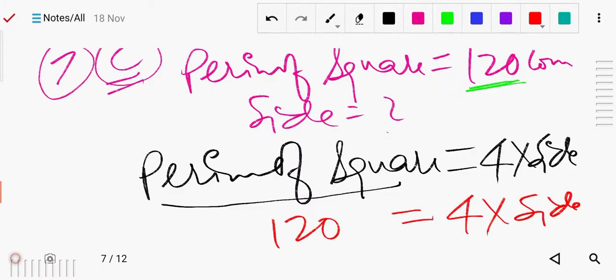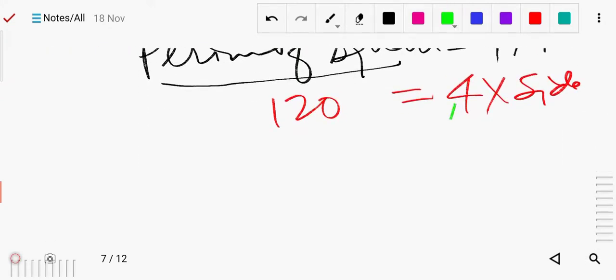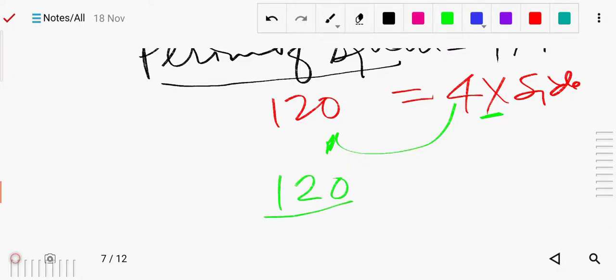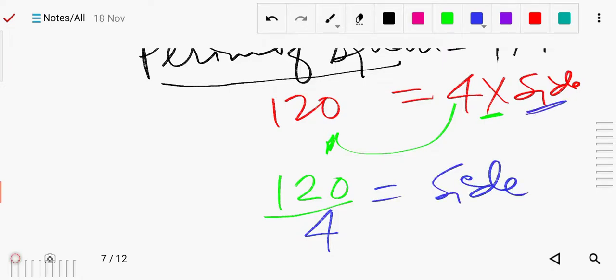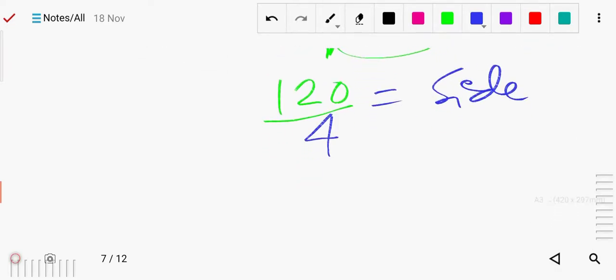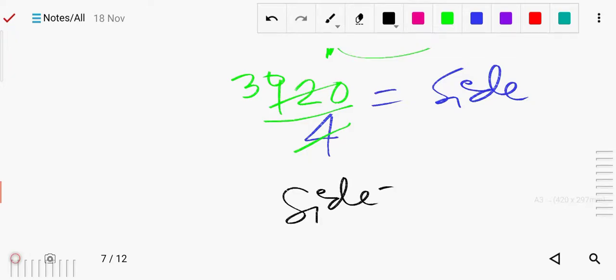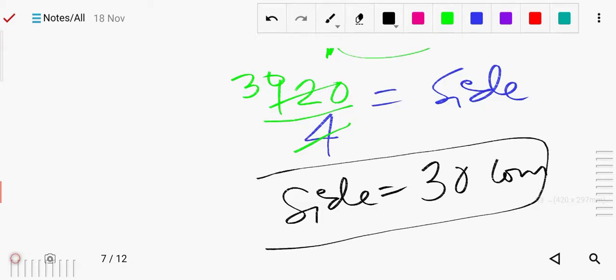Now this 4 I will send to the other side. Here it is multiplied, so there it will divide. So 120 divided by 4 equals the side, which remains on the left side. Dividing 120 by 4: 4 threes are 12, so 30. So the side equals 30 centimeter. The side of this square will be 30 centimeter.